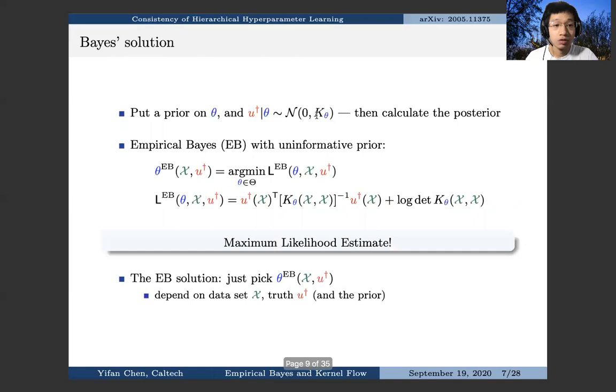If we adopt the empirical Bayes perspective with an uninformative prior, we will get a point estimator for the parameter theta, which is given as a minimizer of the EB loss function, defined as follows. It is the negative log likelihood of a Gaussian measure with covariance k theta(X,X). Essentially, we are doing maximum likelihood estimation. The EB solution is just to select theta being theta EB, and it depends on two things, the data points X and the truth u dagger.